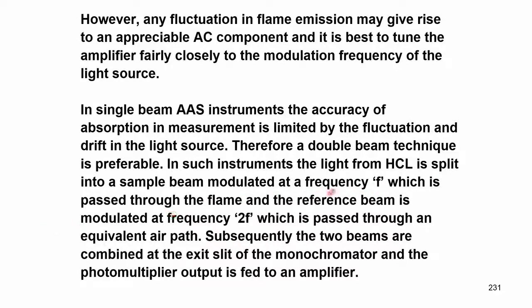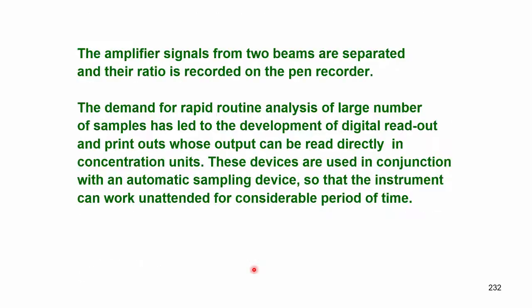The sample beam is modulated at a frequency f, which is passed through the flame, and the reference beam is modulated at a frequency of 2f, twice the frequency, which is passed through an equivalent air path. Subsequently the two beams are combined at the exit slit of the monochromator, and the photomultiplier output is fed to an amplifier. The amplifier signals from the two beams are separated again, and their ratio is recorded on the pen recorder or on the computer depending upon the requirement.